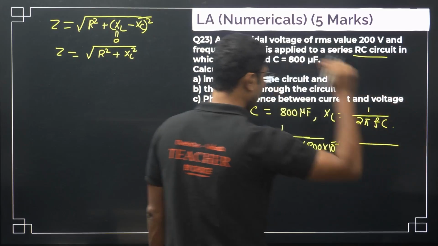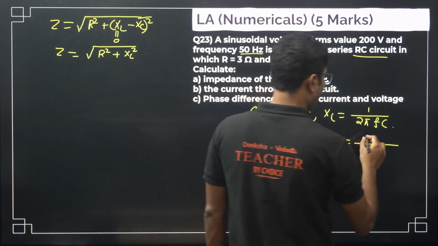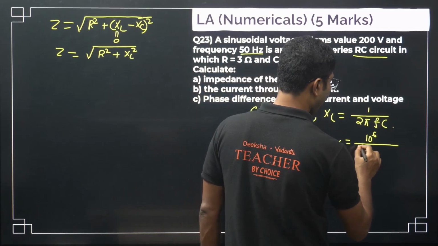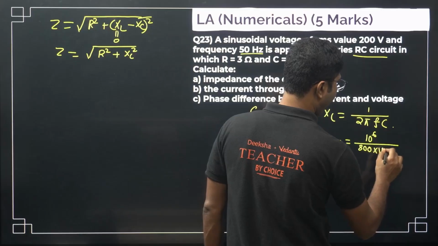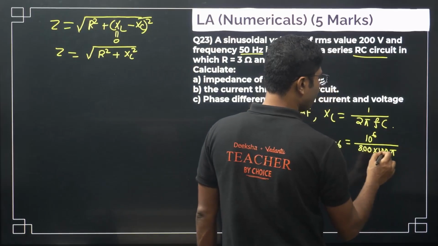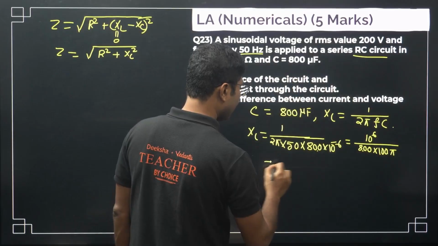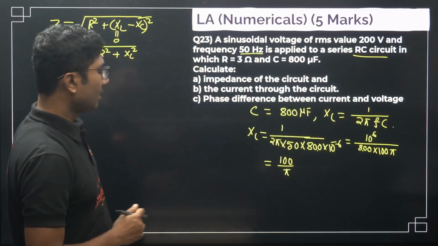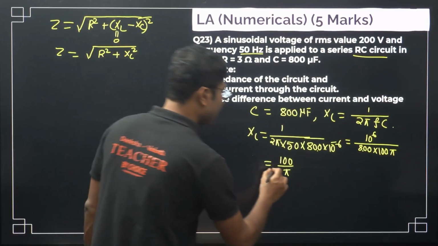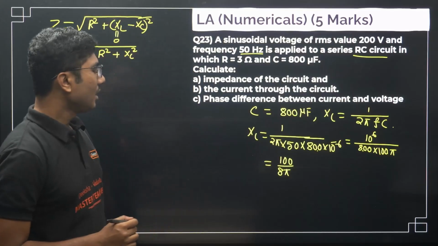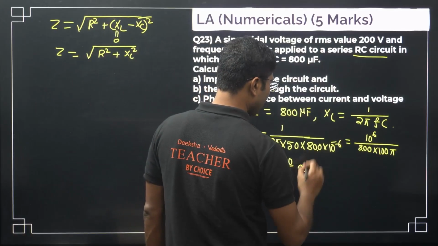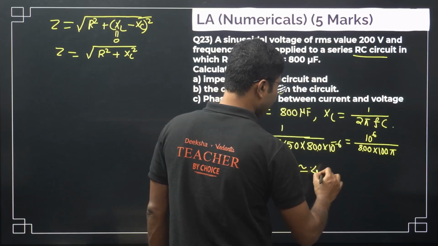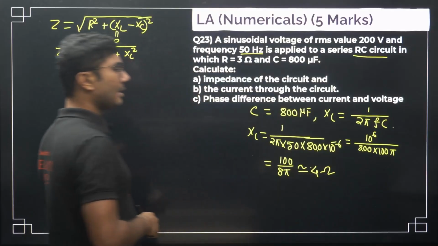So it will be 10 to the power of 6 up, 800 into 100 pi. So 1, 2, 3, 4 zeros will cancel. So you will get 100 divided by 8 pi, which will be approximately 32 by 8. 32 by 8 means 4, approximately 4 ohm. Okay, so XC will be approximately 4 ohm.